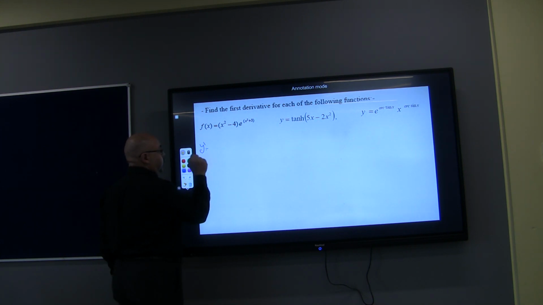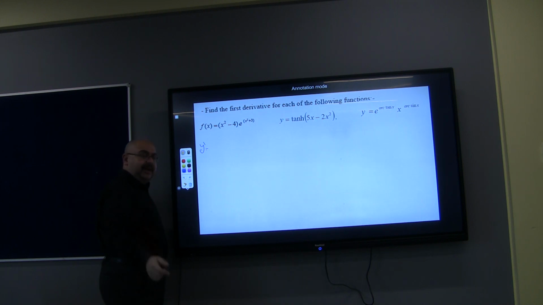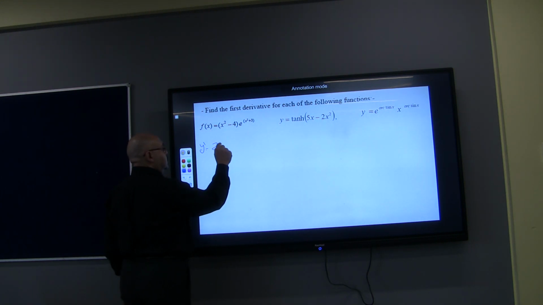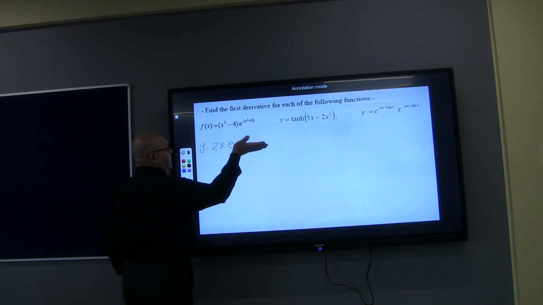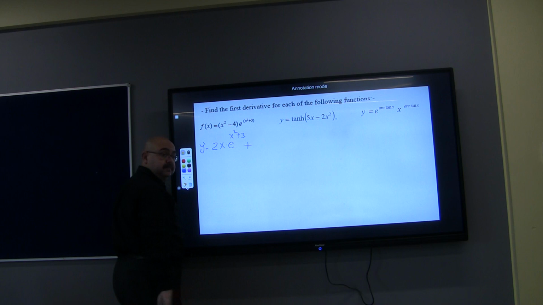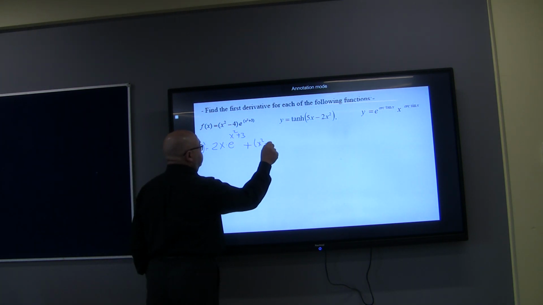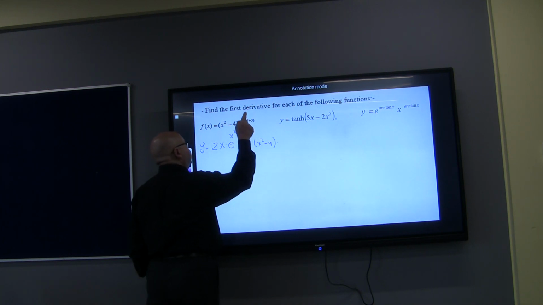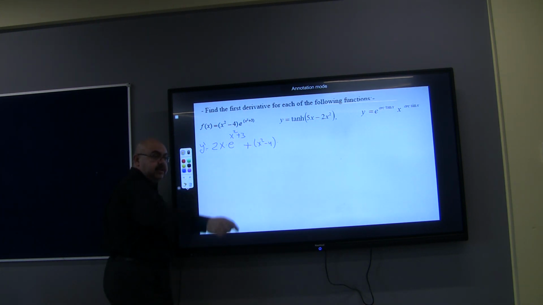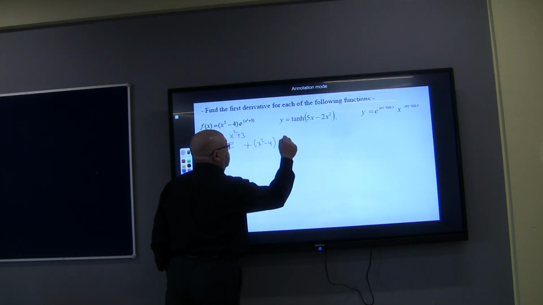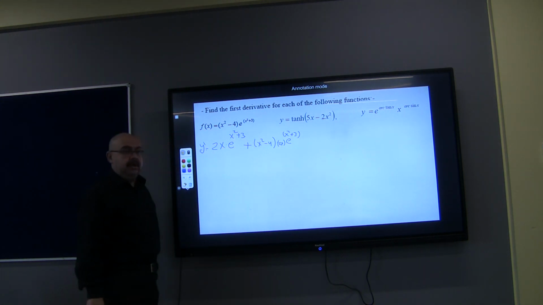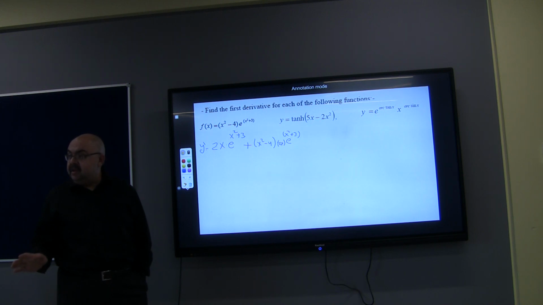y dash will equal, it's a multiplication of two functions. The first is going to be 2x times e to the power of x squared plus 3. Then plus, the first bracket will remain, which is x squared minus 4, times the derivative of the exponential function, which is going to be e to the power of x squared plus 3, but don't forget times the derivative of the power, which is going to be 2x. I think this is a very simple one.